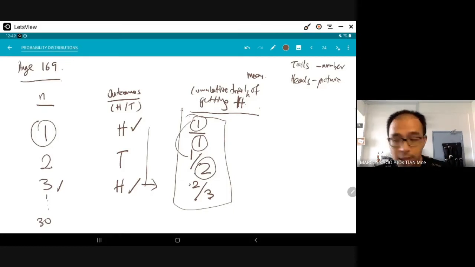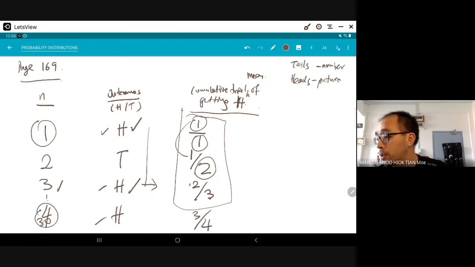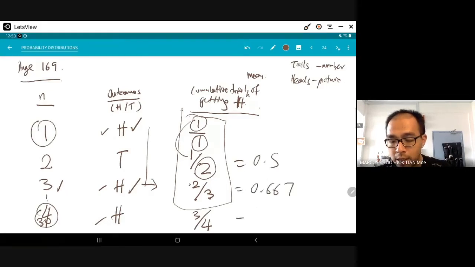Okay, so let's say the next one, yang keempat, kamu dapat kepala. So what is my number on top? My number on top will be 1, 2, 3 heads over how many trials? 4. Macam tu. And then all your answers, give it to me in decimal places. So 1/2 will be 0.5, this will be 0.667, this will be 0.75, dan seterusnya. I want you to do this 30 times.